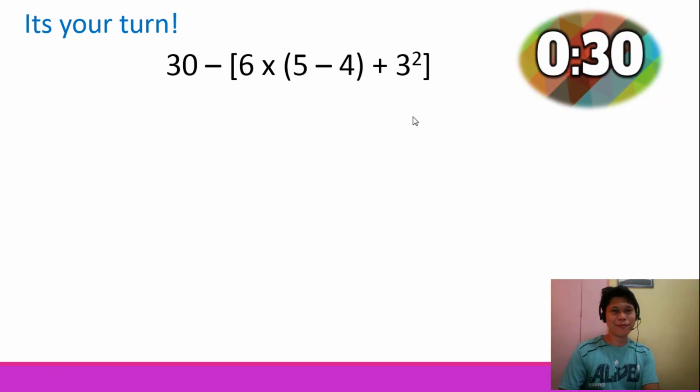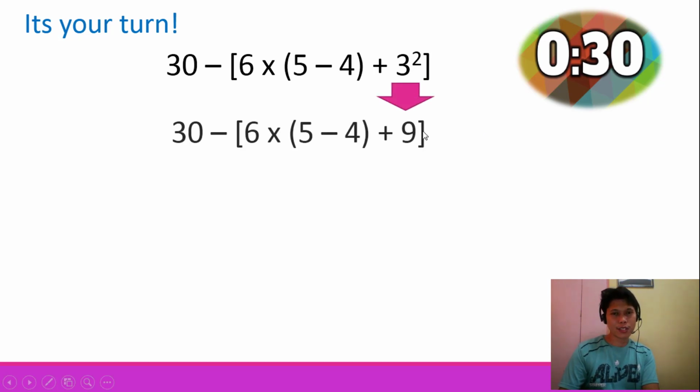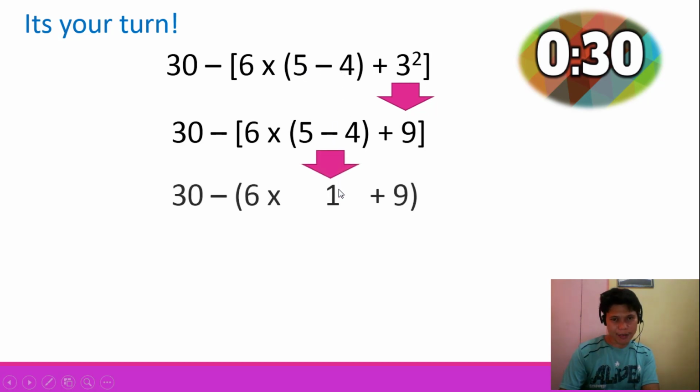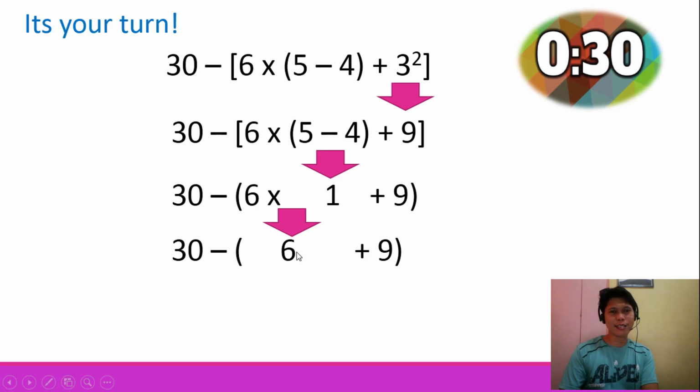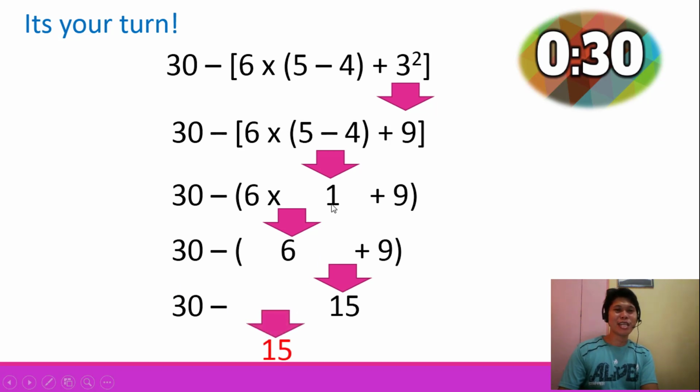Okay, so time is up. So we can perform simultaneously 5 minus 4, which is 1, and 3 times 3, which is 9, okay? Or we can do them one by one. So 3 squared is 9. So 3 times 3 is 9. And then 5 minus 4 is 1. Okay? 5 minus 1. Next is 6 times 1, which is 6 plus 9. Okay? And 6 plus 9 is 15. So 30 minus 15 is equal to 15. So the answer is 15.